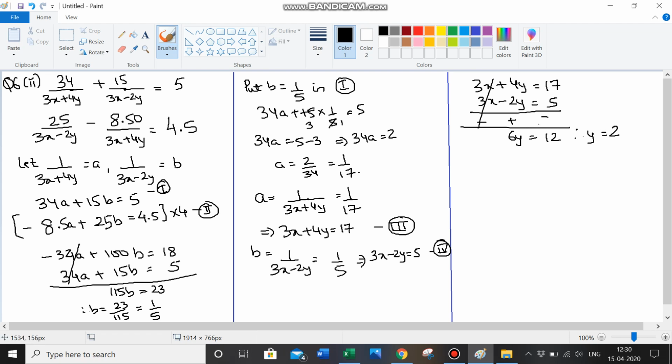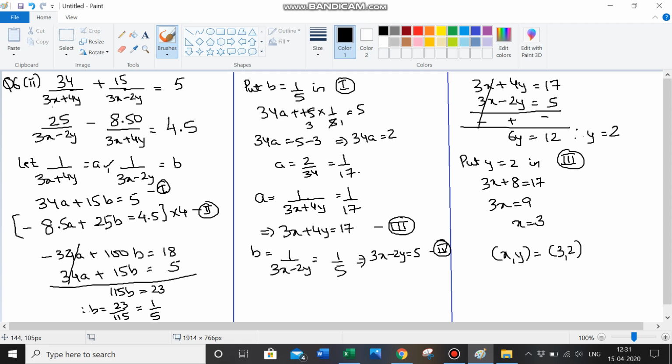So now that I've got the value of y is equal to 2, put y is equal to 2 in, let's say, the third equation, and I get 3x plus 8 is equal to 17, 3x is equal to 9, x is equal to 3. Now I've got my final answer, x, y is equal to 3, 2. Different kind of question where you first calculated a and b in terms of both x and y, and then you finally calculated x and y.